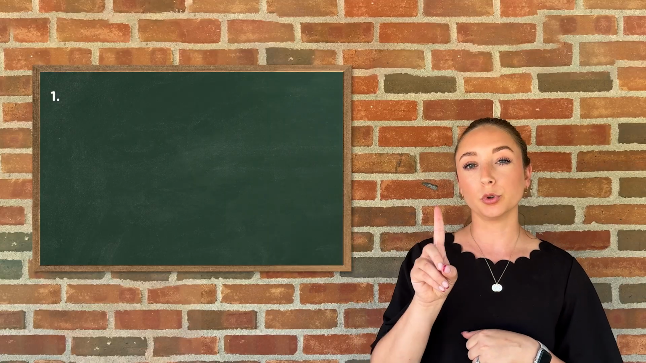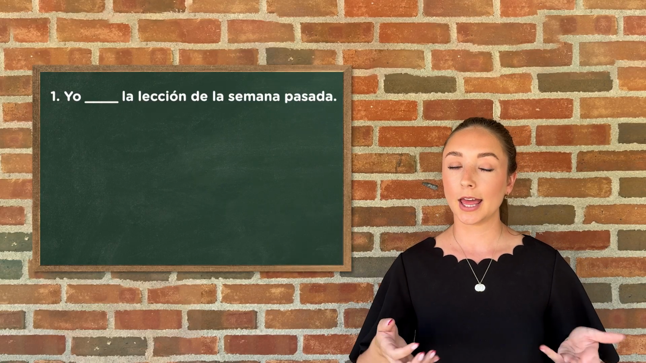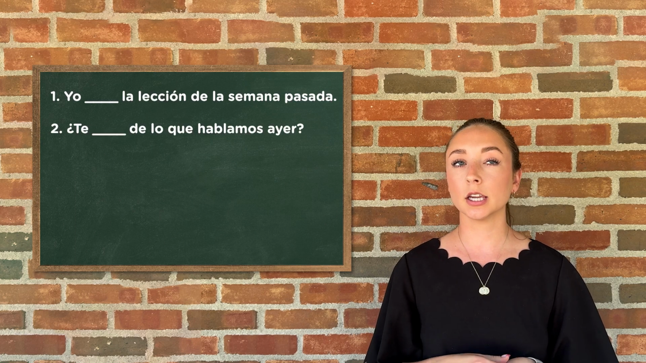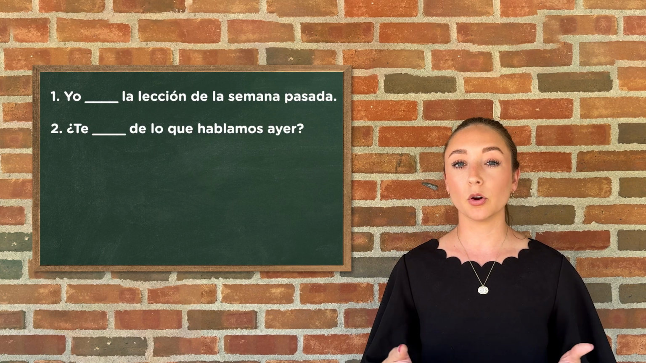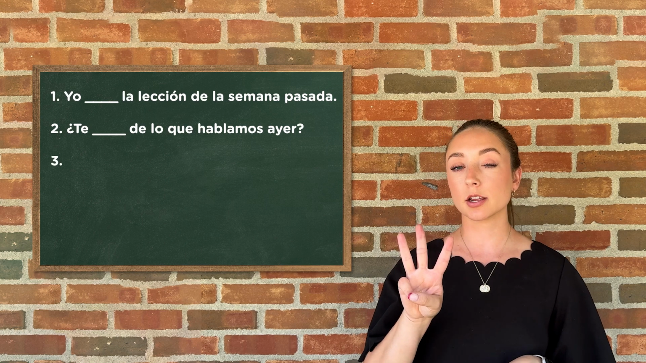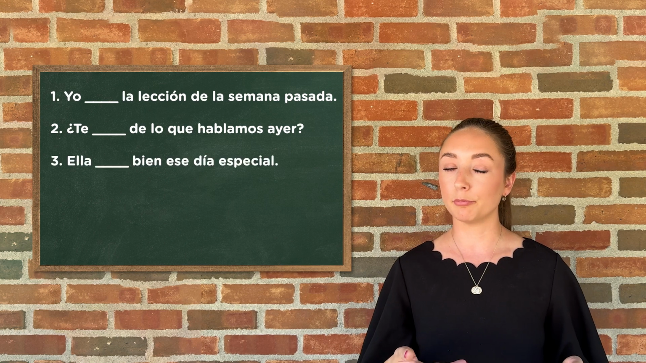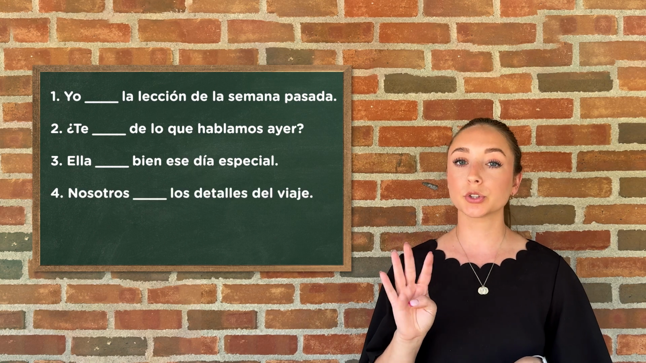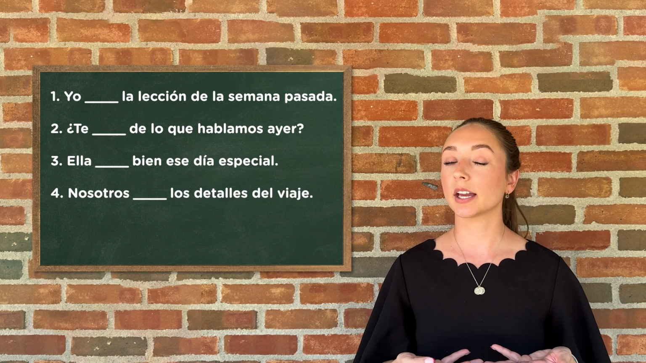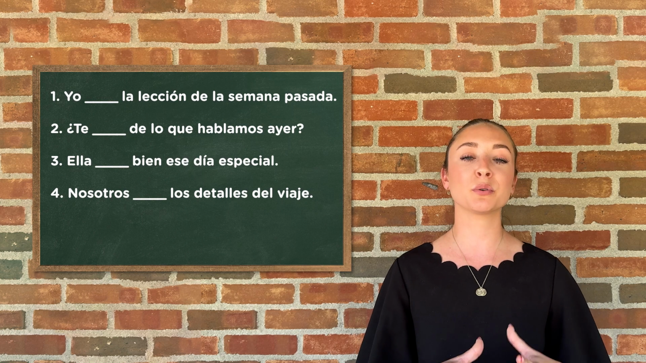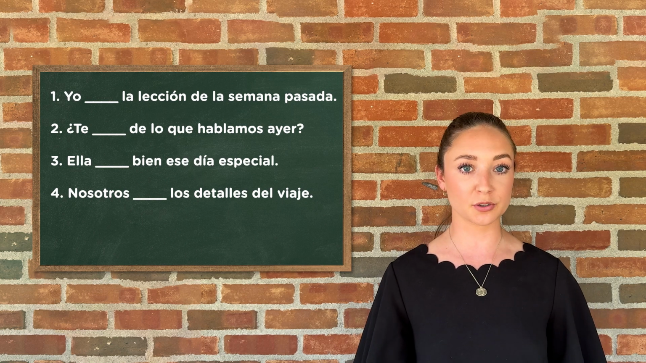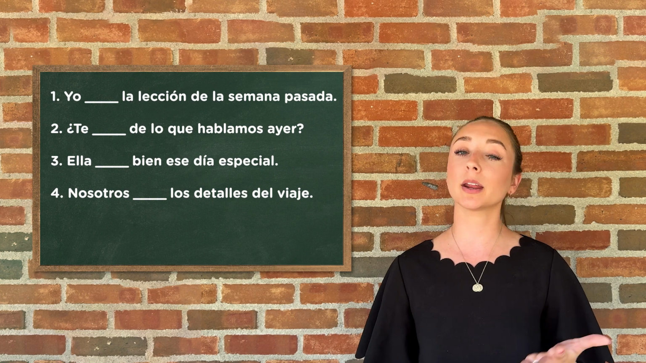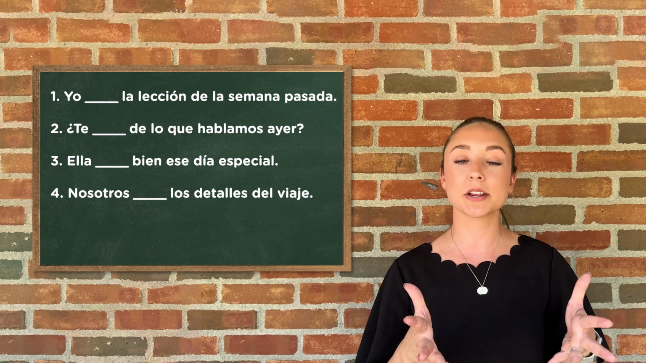Vámonos. Número 1. Yo, blank, la lección de la semana pasada. Número 2. Te, blank, de lo que hablamos ayer. Número 3. Ella, blank, bien ese día especial. Y finalmente, número 4. Nosotros, blank, los detalles del viaje. All right, pause the video here. Think about it. I will reveal the answers, but I genuinely want you to practice writing them and putting them in the comments, but I'm going to reveal the answers so you're not left hanging.